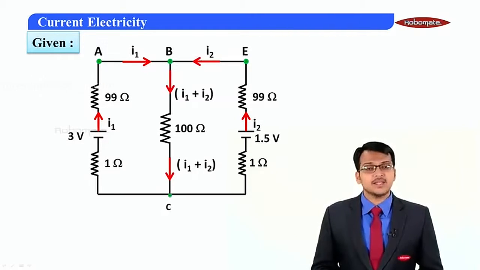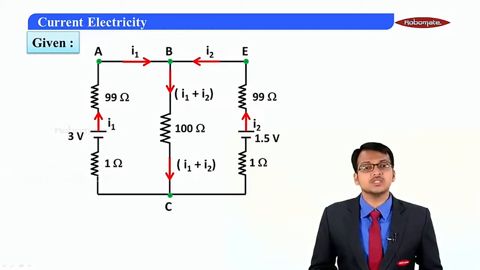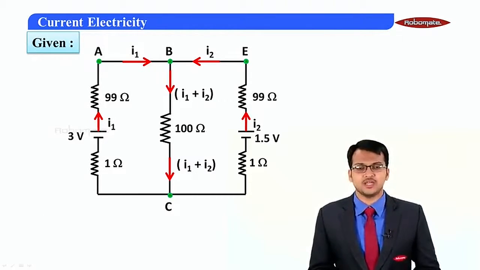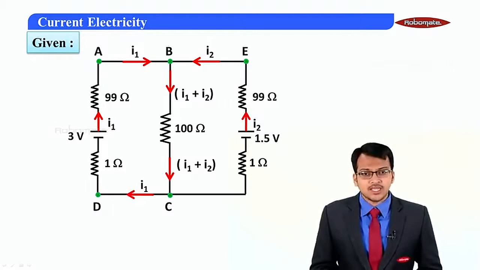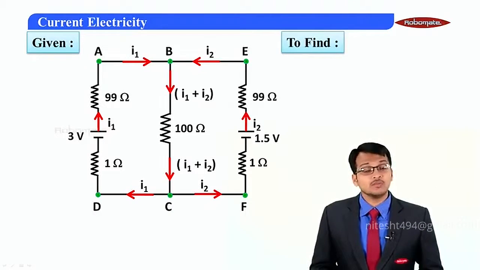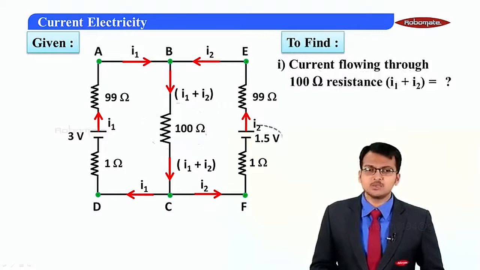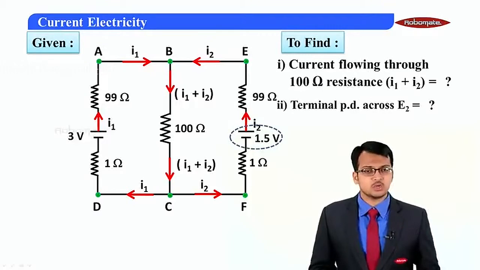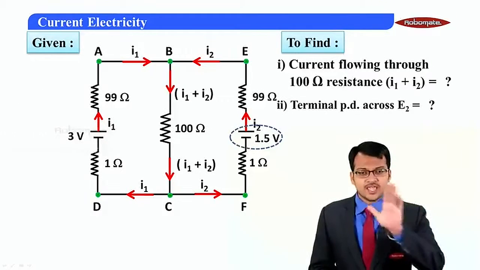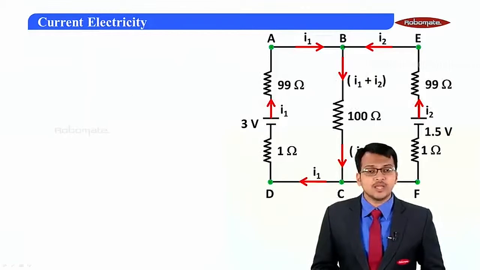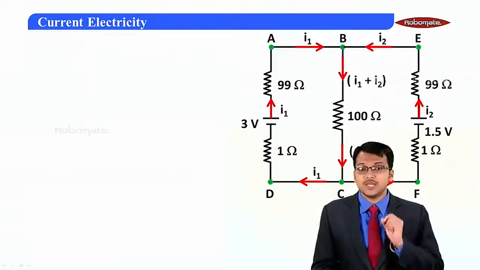So both the currents are incoming. So the current that is flowing in the 100 ohm resistance is nothing but I1 plus I2. This is my first thing that I'm supposed to find. Secondly, dear students, at point C, incoming currents will again be split into outgoing currents. Now, I'm supposed to find I1 plus I2 and the potential drop at E2. So after analyzing and deciding the direction of currents, I will try to apply KVL.